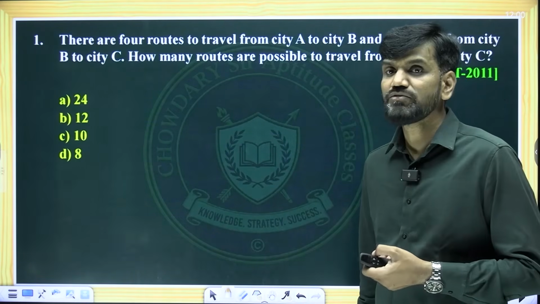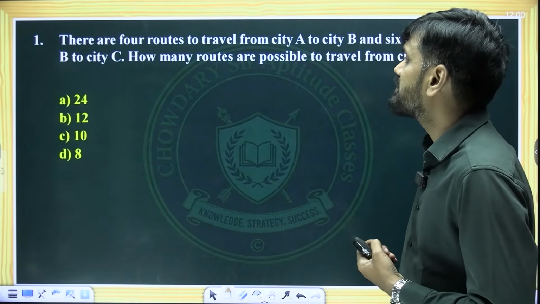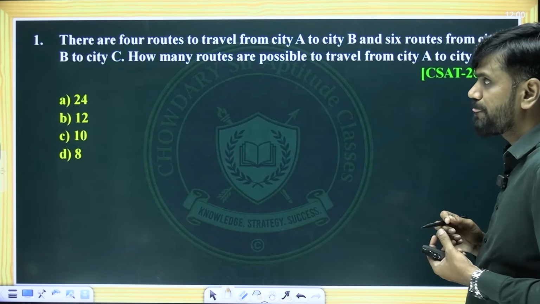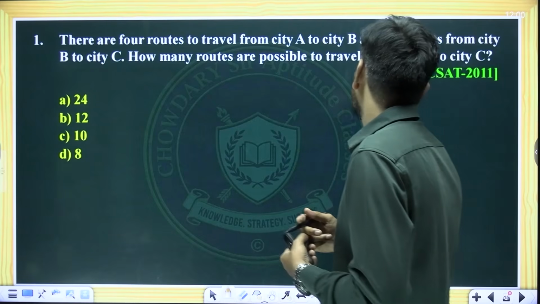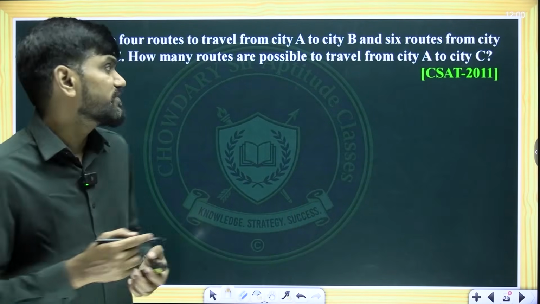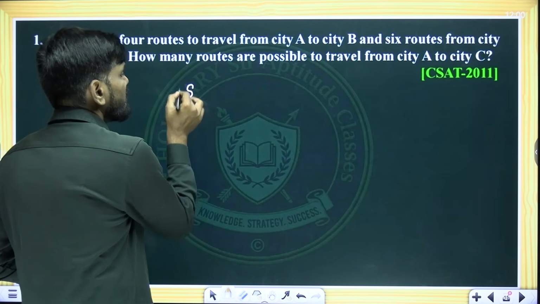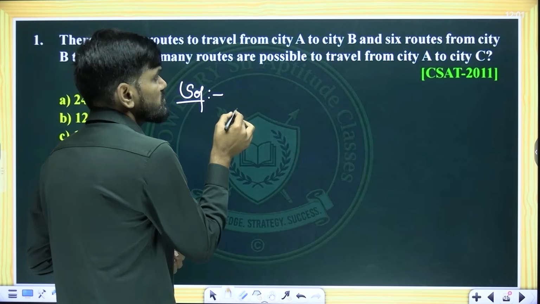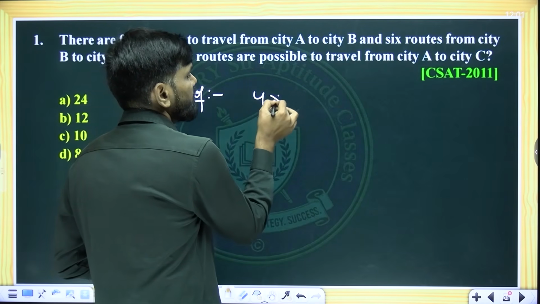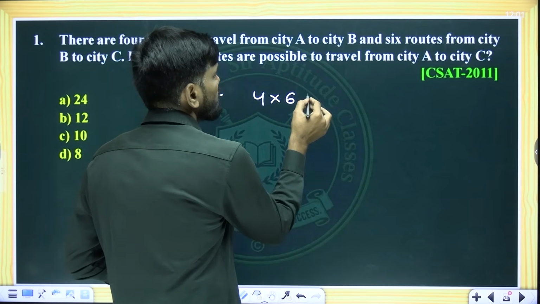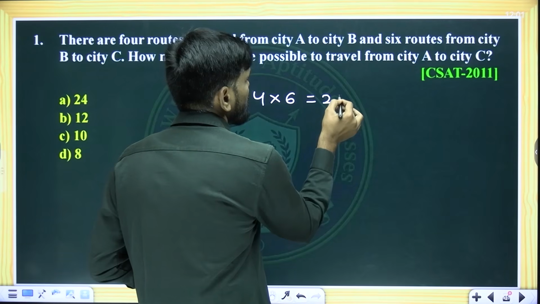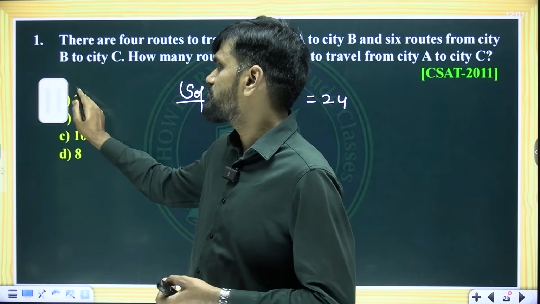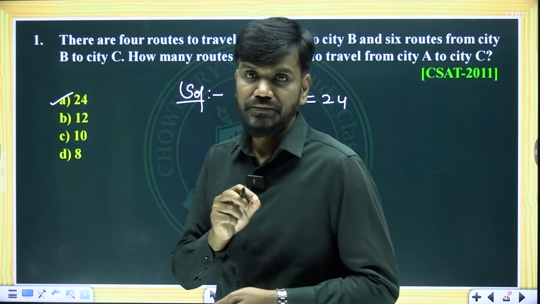Next, problem number 1 from the exercise handout. There are 4 routes to travel from city A to city B and 6 routes from city B to city C. How many routes are possible to travel from city A to city C? A person who is willing to travel from city A to city C can travel in how many different ways here? So there are how many routes from A to B? 4 routes are there from A to B. From B to C, how many routes are possible? 6. In total, a person can travel from A to C in how many different ways? 24. Hence, your answer has to be 24. That should be option A.